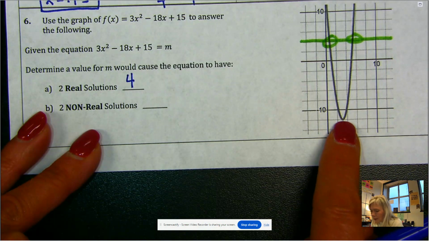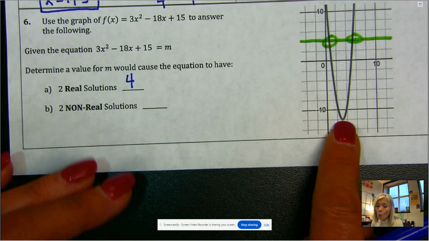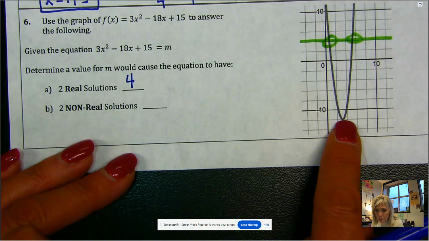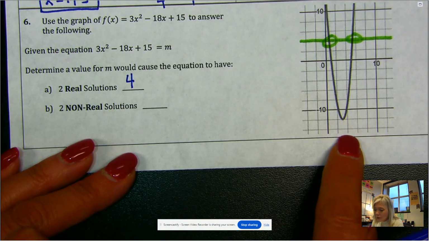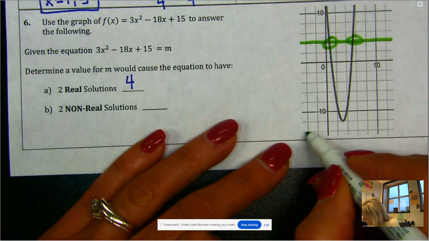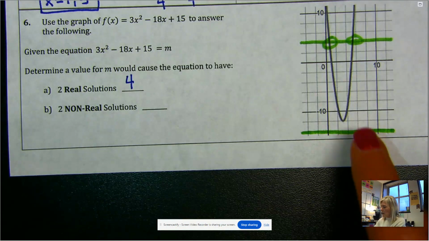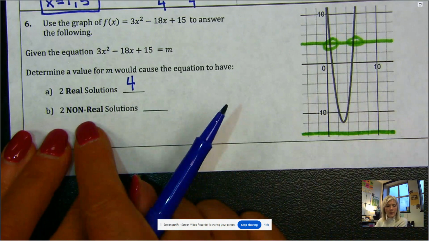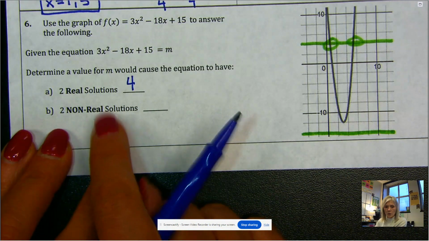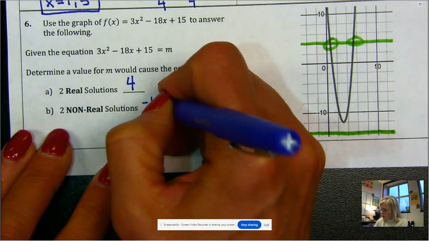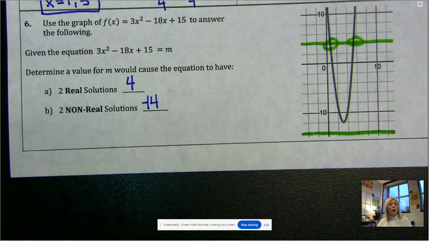But negative 12 would have exactly one real solution because that's where the vertex is. But anything after negative 12, like maybe negative 14, would have two non-real solutions, right? If it doesn't touch, then it's going to have complex or non-real solutions. So there are, I meant 14. There are lots of possibilities for values you can put on the line.